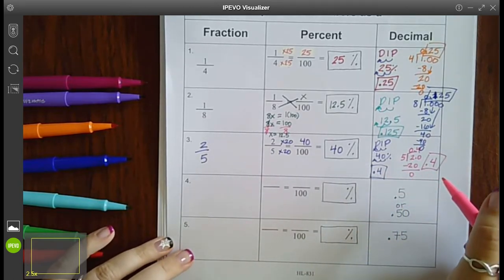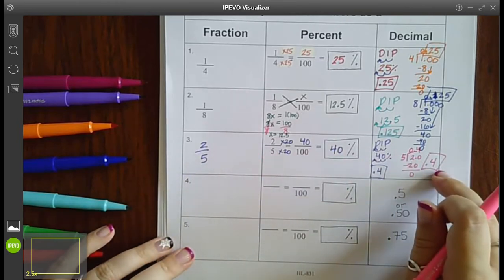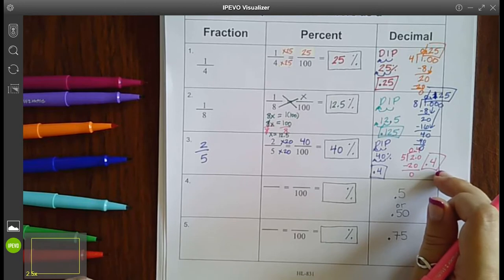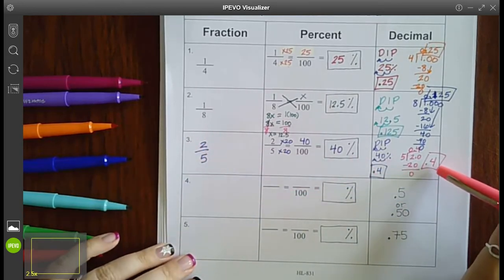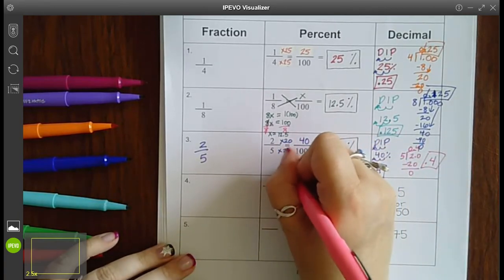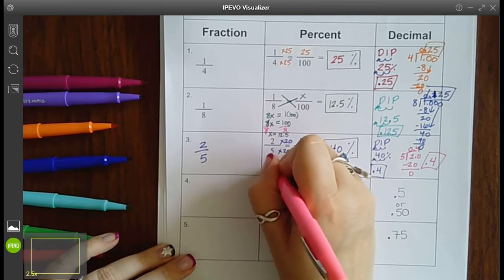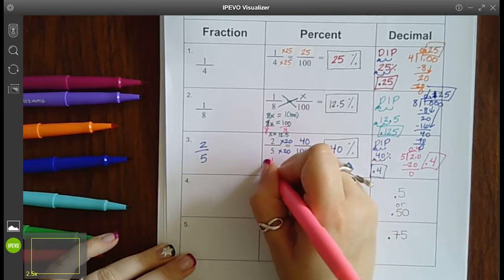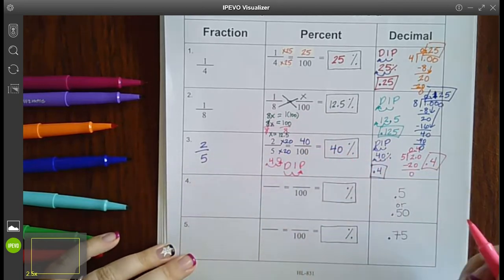So sometimes if you want, you can go from a fraction to a decimal. And if you're allowed to use a calculator, you would just type in top divided by bottom, so 2 divided by 5, and you would get 0.4. And then once you have your decimal of 0.4, decimal to a percent, well, that would be 1, 2 to the right. That would be 40%.